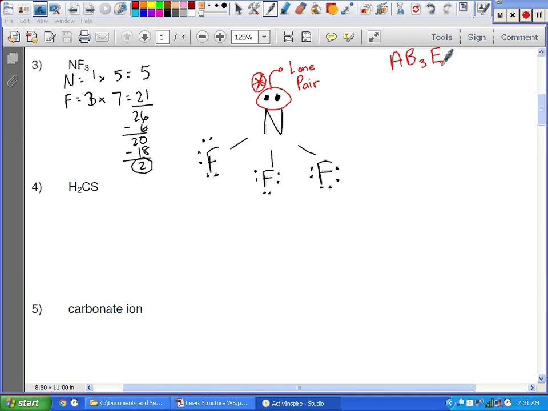All right, so the shape for this is trigonal pyramidal. I think I misspelled that, but you get the point. It's pyramidal. All right, the bond angle is 107 degrees. The hybridization is s, p1, p2, p3. It is sp3. And remember, if it ever has an E in its model, it's automatically going to be polar.